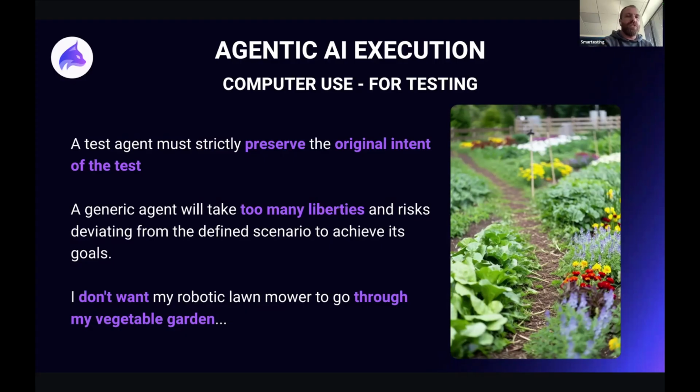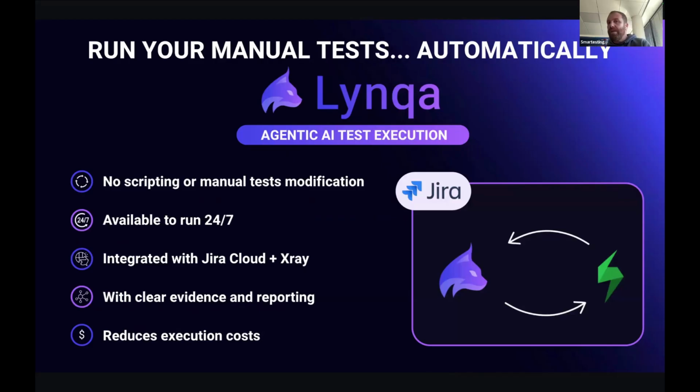So you have a test intention and you want it to be done exactly as it was written. So a generic agent will take too many liberties, and it will be a risk to go and do something that is not planned in the test, and to not do what was expected by the tester. And for instance, if we keep our parallel with the robotic lawnmower, we don't want it to go through our vegetable garden. That's a real specificity of Lynqa.